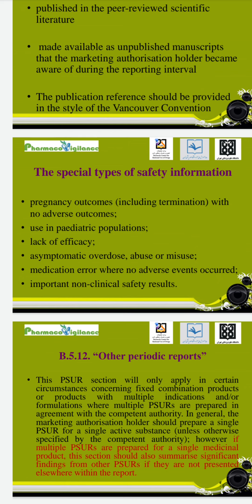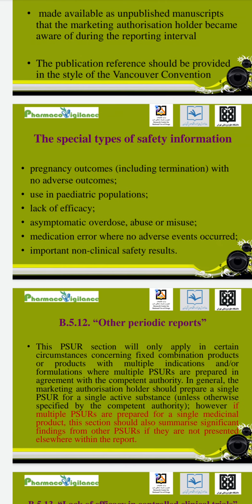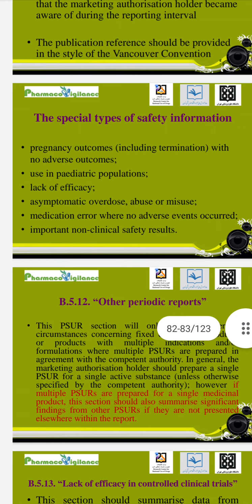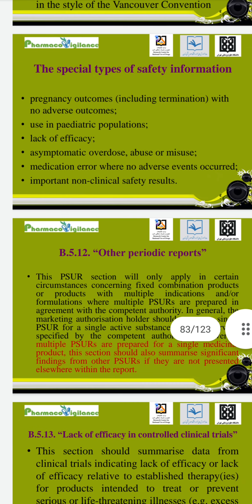The special type of safety information: pregnancy outcome, including termination, with no adverse outcome, use in pediatric population, lack of efficacy, asymptomatic overdose, abuse or misuse, medication error where no adverse event occurred, and important non-clinical safety results.